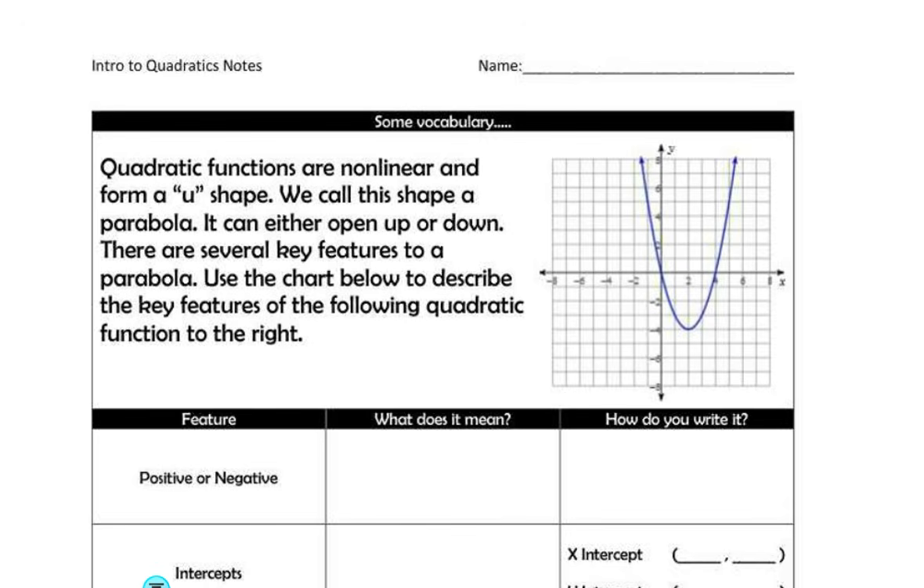All right. So we've actually been working with these quadratic functions. You can go ahead and write this standard form right here, y equals ax squared plus bx plus c. So all of those quadratic functions that we've been factoring, now we're going to start graphing and talking more about those figures. So quadratic functions are nonlinear and form a U shape. We call this shape a parabola. It can either open up or down. There are several key features to a parabola.